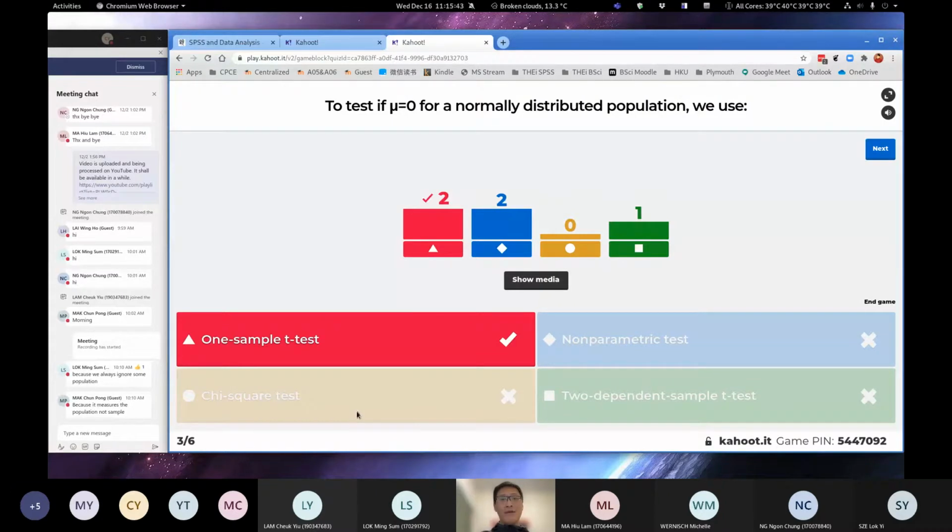Chi-square test is for categorical data. So it means it is for nominal or ordinal data. Two independent sample t-test. Now, this one is still a t-test, but it involves two independent samples. I will tell you what it means in the demonstration, but in this case, we are just talking about one sample. So the red one is the answer.